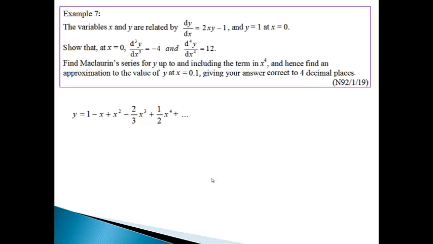For the last part of the question, it says: hence, find an approximation to the value of y at x equals 0.1, giving your answer correct to 4 decimal places. Earlier we have written y in this form. So when x equals 0.1, we're going to sub this value into the right hand side. And eventually, we will have y approximately equal to this value, which is calculated to be 0.9094.